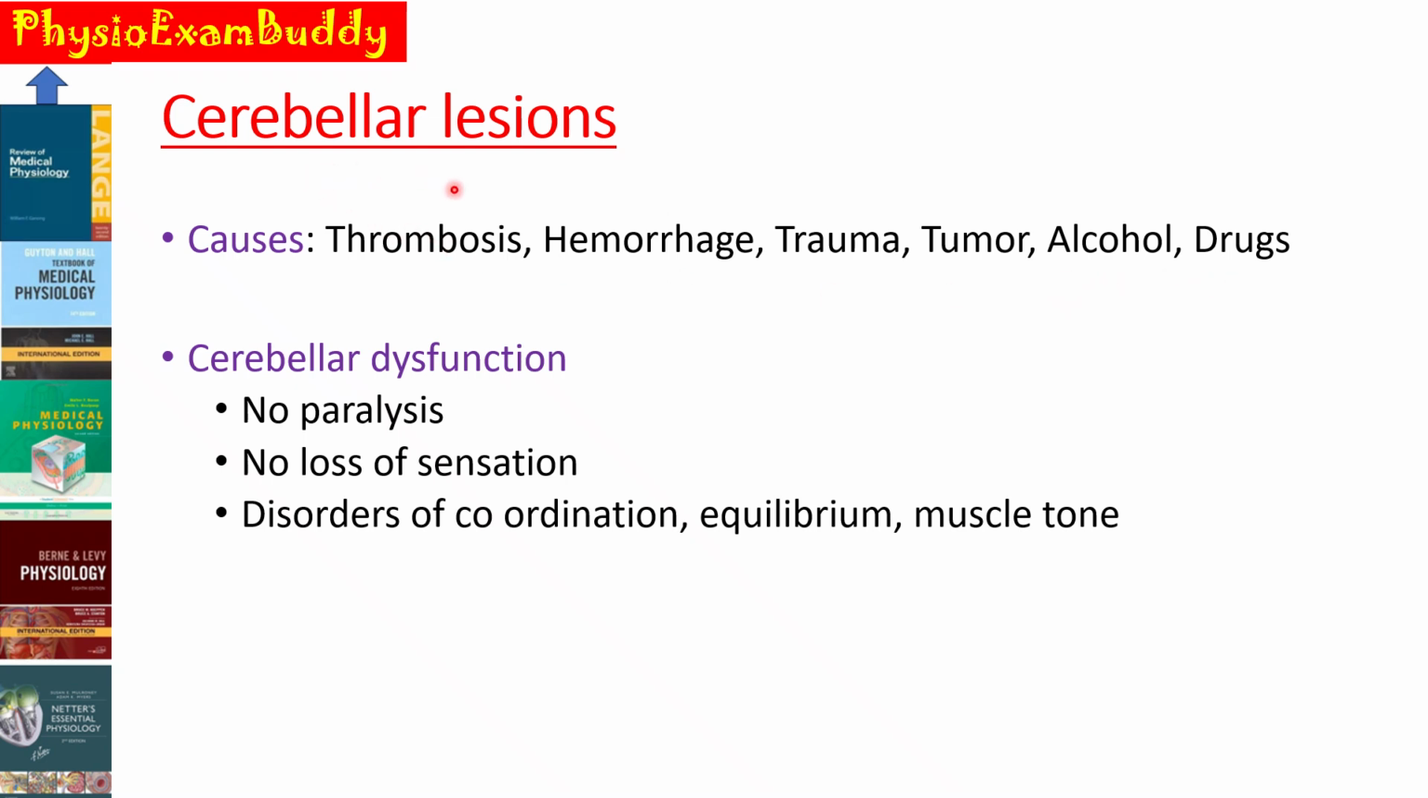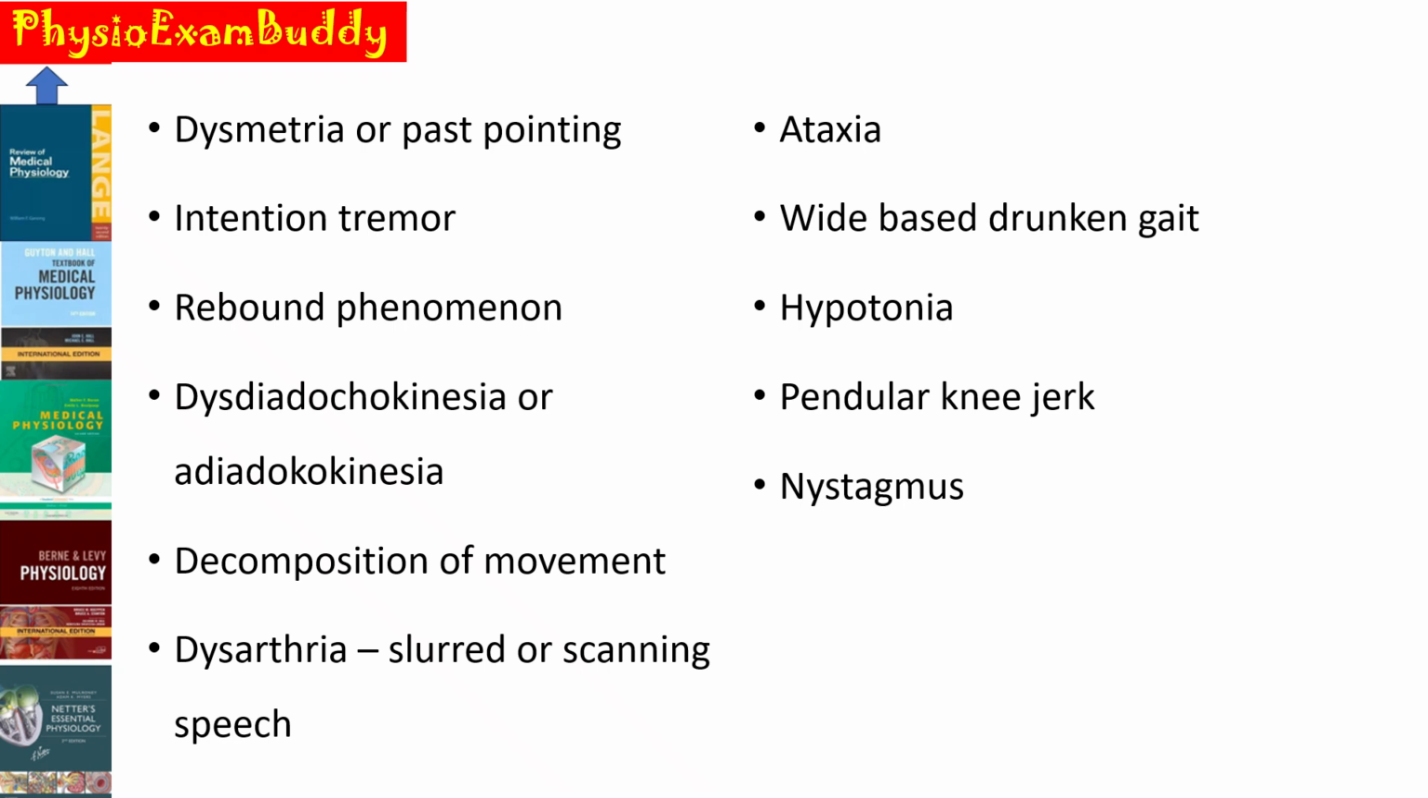These are the causes of cerebellar lesions. The main feature of cerebellar dysfunction is that there will be no paralysis, unlike our pyramidal tract lesion, and there is no loss of sensation. The only disorder appearing is the defect in coordination, equilibrium as well as muscle tone. So the main clinical features you get, first one is dysmetria or past pointing.